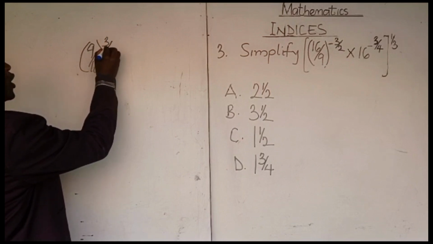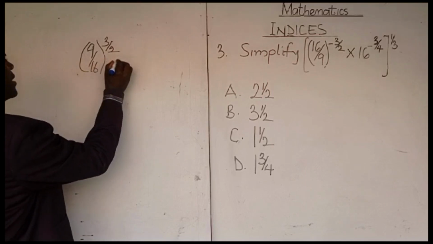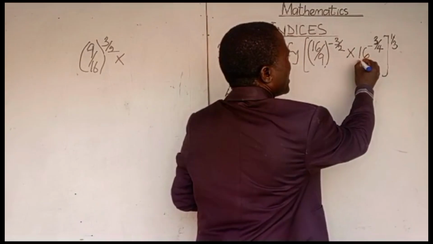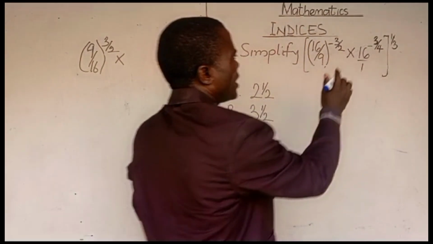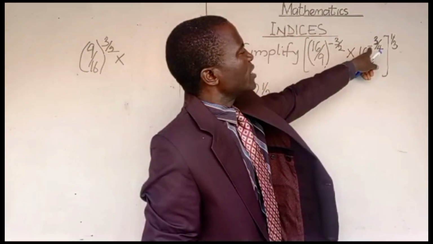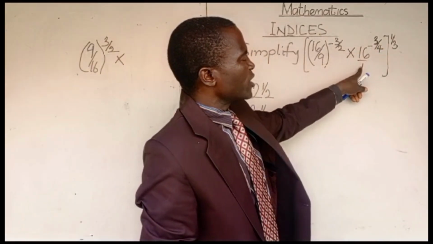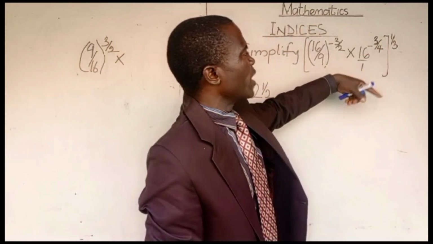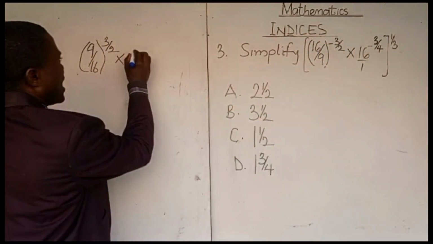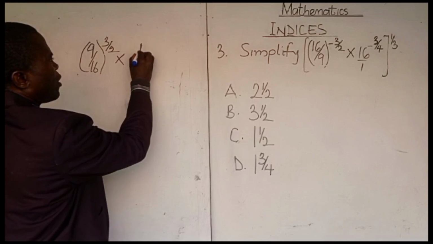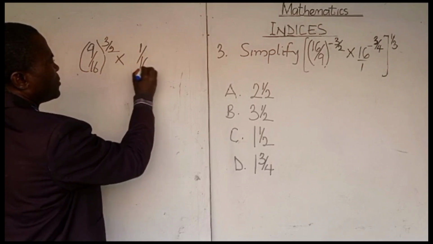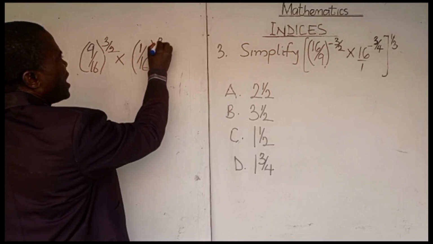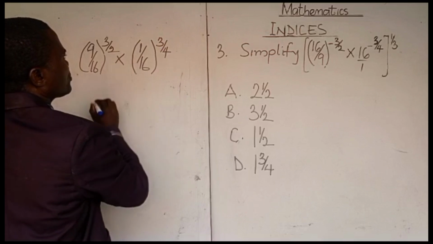So I'm left with 3 all over 2. Then times 16 all over 1. There is 1 here, an invisible 1. So if I want to knock out this negative sign, the numerator, which is 16, will become the denominator, and the denominator, which is 1, will become the numerator. That is to say, I'm going to have 1 all over 16, and by so doing, the minus has been knocked off, so I'm left with 3 all over 4.